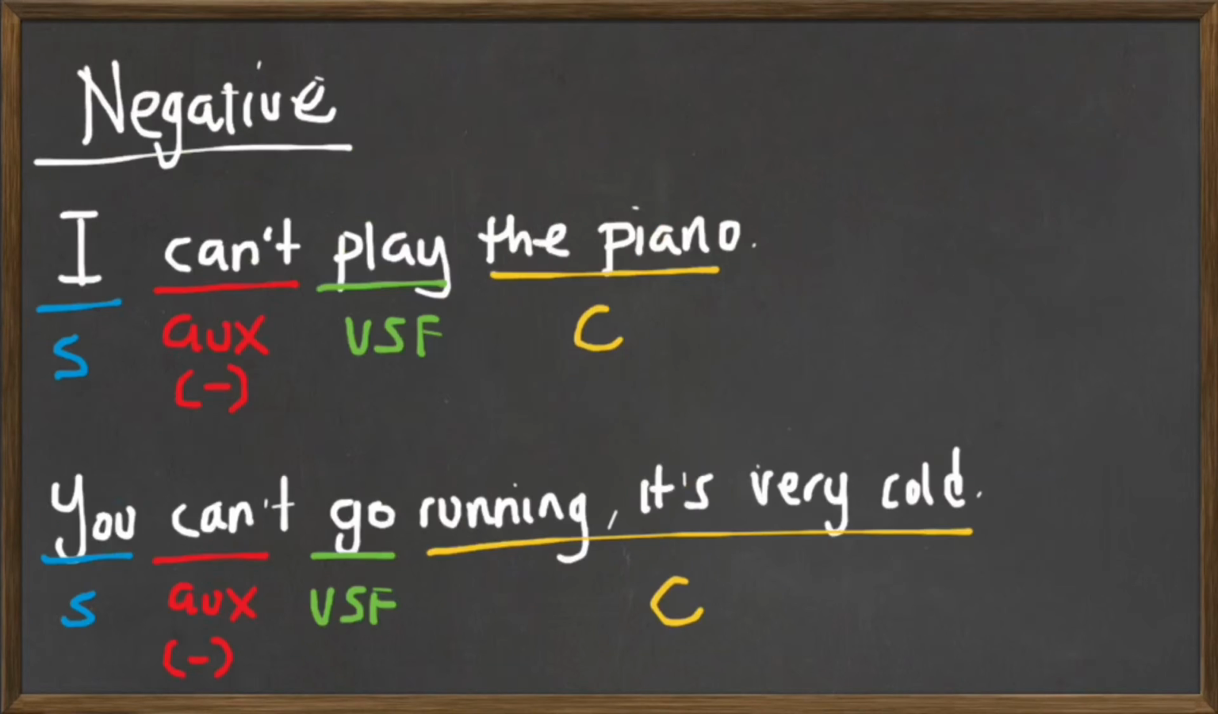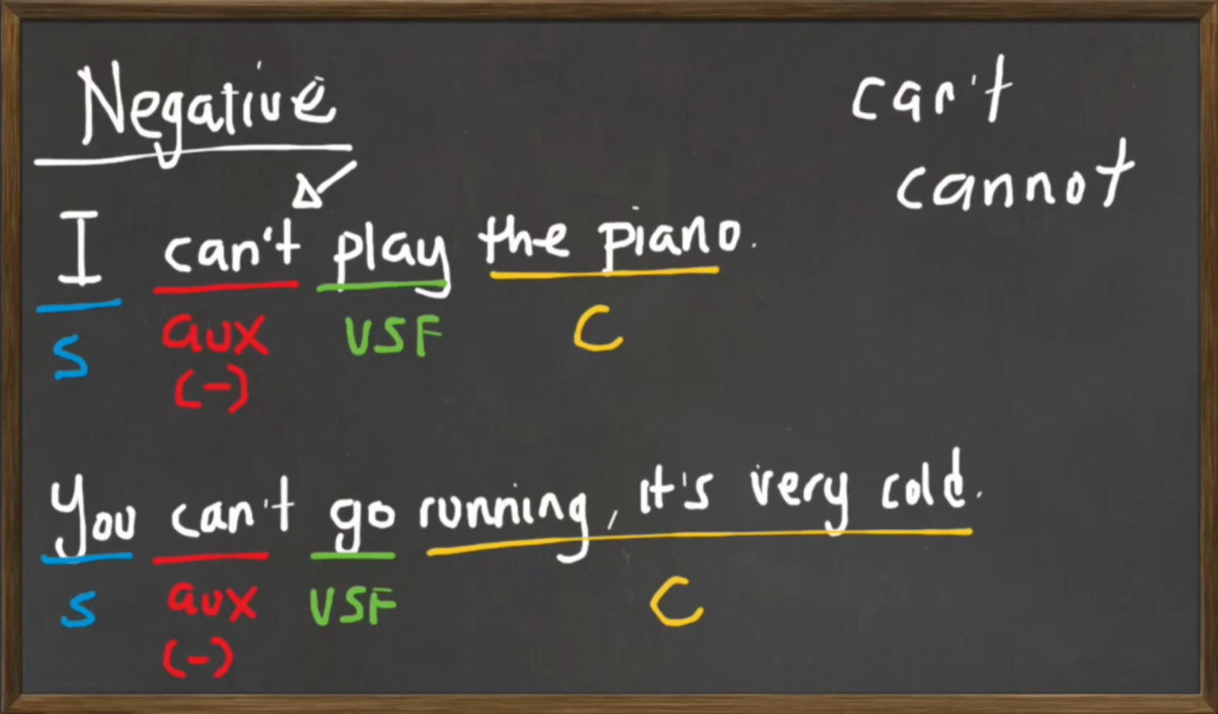Let's move on. Now in the negative we have: I can't play the piano. You can't go running, it's very cold. This formula is very similar to the previous one, but this time we have a negative. So it's can, can't, or cannot. It's another way you can say it, but this is more common, can't.